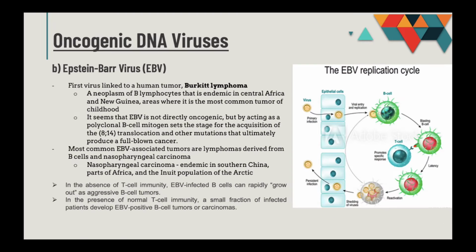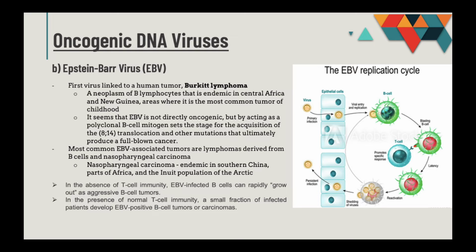But don't forget about Epstein-Barr virus, or EBV, which is the first virus linked to a human tumor, Burkitt lymphoma, a neoplasm of B lymphocytes that is endemic in Central Africa and New Guinea, areas where it is the most common tumor of childhood. It seems that EBV is not directly oncogenic, but by acting as a polyclonal B-cell mitogen, it sets the stage for the acquisition of the 8;14 translocation and other mutations that ultimately produce a full-blown cancer.